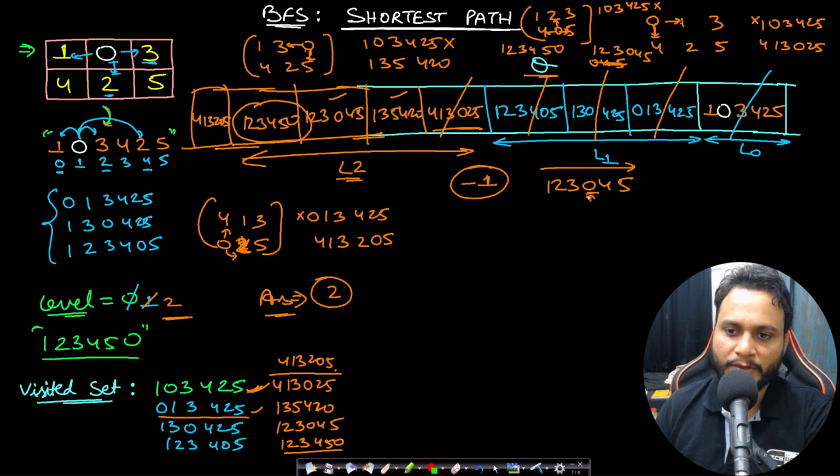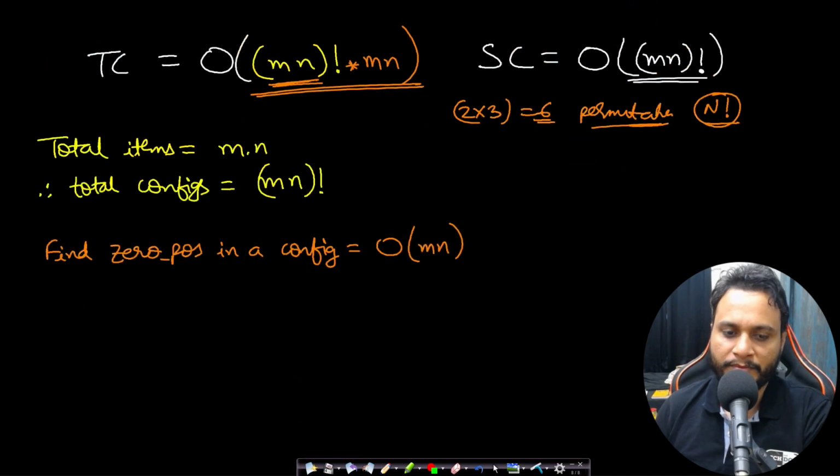So finding out this 0 position will take mn time, where mn is the string size, right? So in this case this mn is added for finding the position of 0, which will actually determine the possible options and index of swap. So that is why the time complexity is mn factorial into mn.